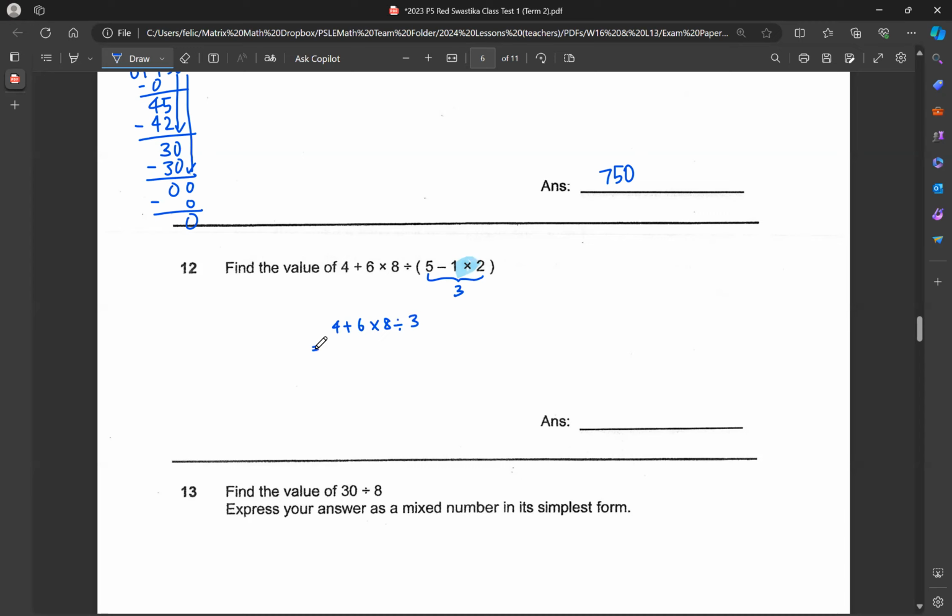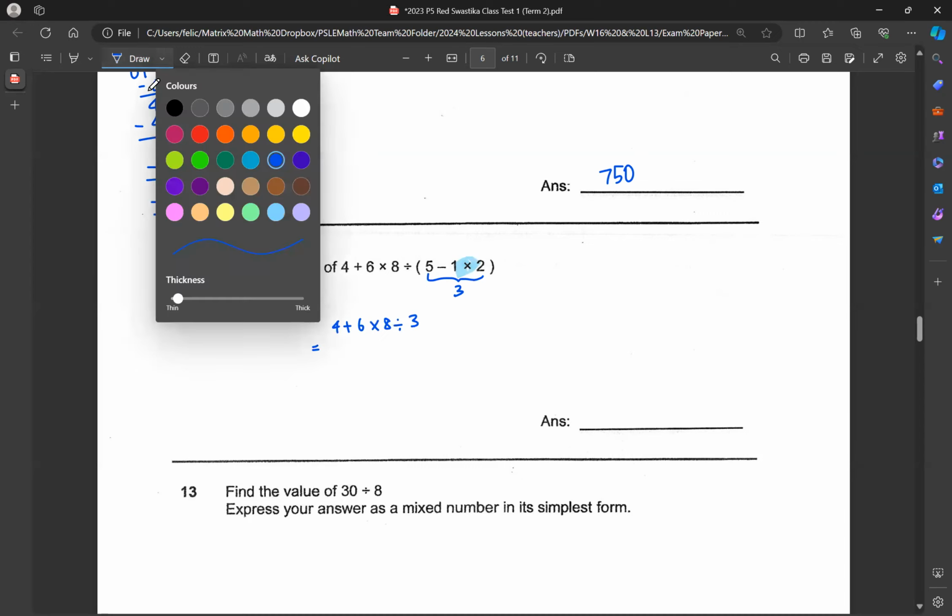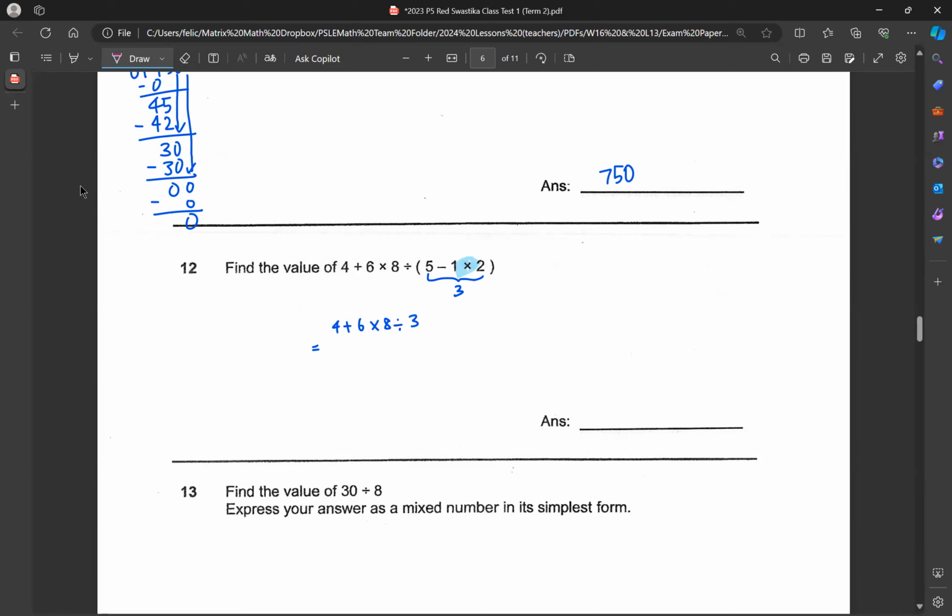Now next thing is look from left to right. So left to right, notice that I have plus and then times and then divide. So which one takes priority at this point? The one that takes priority is this 6 times 8. Okay, plus of course it's not. Then next one is times and divide.